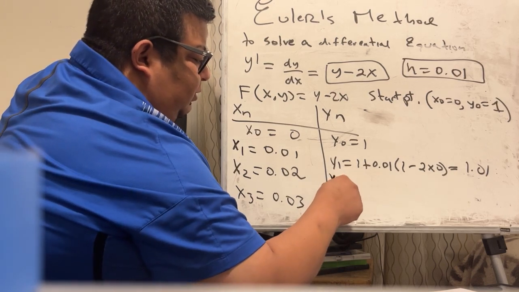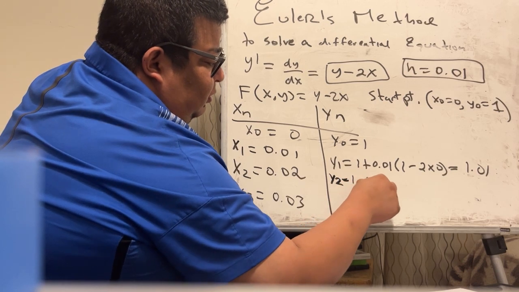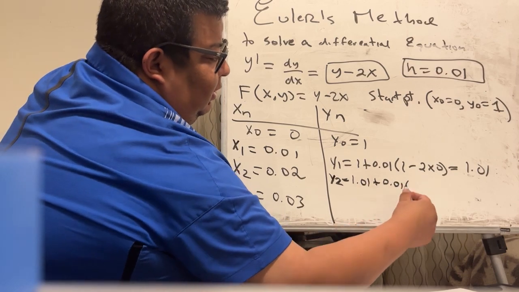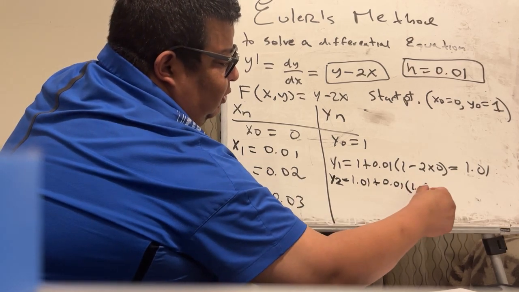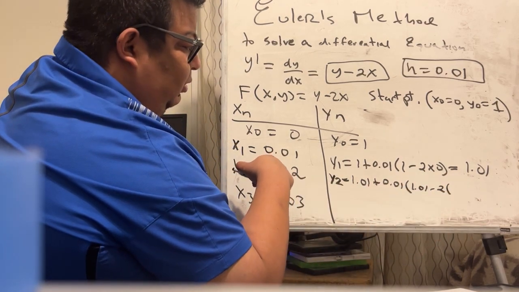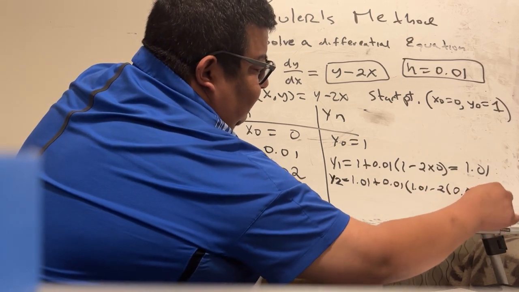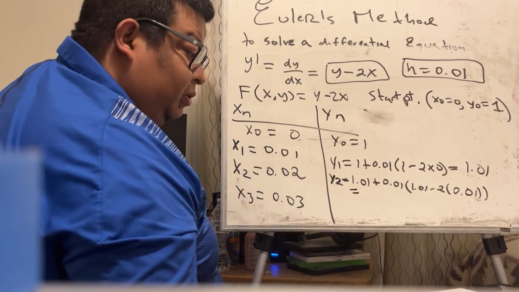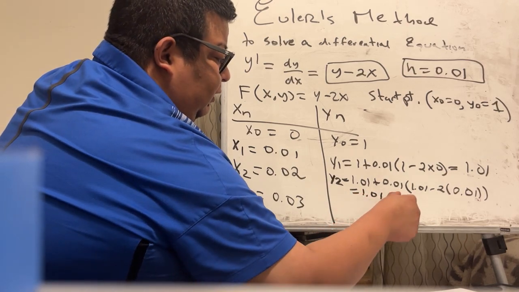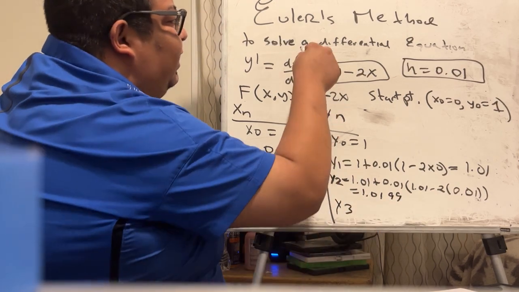Your second iteration is going to look like this. y2 is going to be equal to 1.01 plus 0.01, which is your step size, times your previous y, which is 1.01, minus 2 times your previous x, which is 0.01, and if you do it on the calculator, that's going to give you 1.0199.